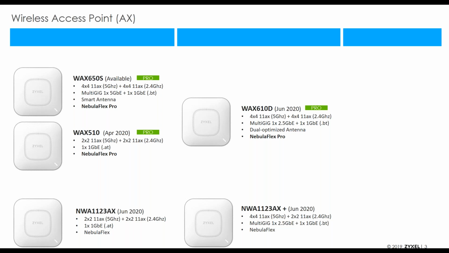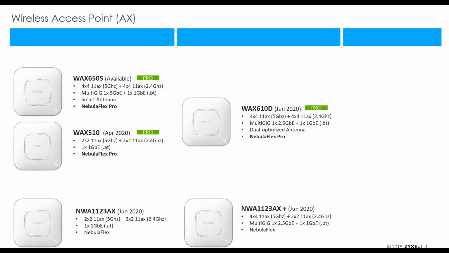You will see that we've got other access points which are going to become available. There might be slight delays to the dates on here due to logistical issues worldwide. So we've got the WAX510, that's a 2x2 antenna, both on the 5 gigahertz and the 2.4 gigahertz, and you'll notice that this only has a 1 gigabit port, and it doesn't require the 802.3bt standard. So there are different flavors of the access point. If you are looking to implement them into a project, make sure you know the full specification that you're looking for. The guys at distribution or at Zyxel will be more than happy to point you in the right direction.